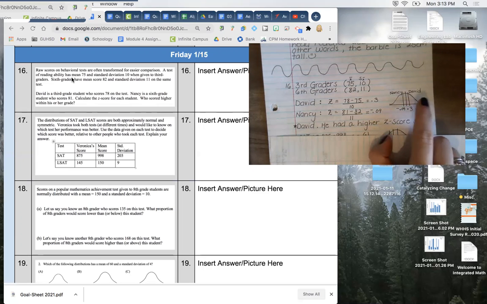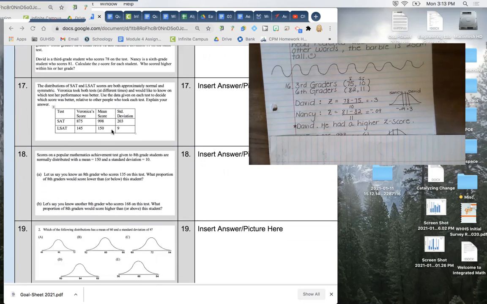So who did better? Well, David. He had the higher z-score. 0.3 is higher than negative 0.09. So David definitely did better on this exam. Okay, the next one is very similar.